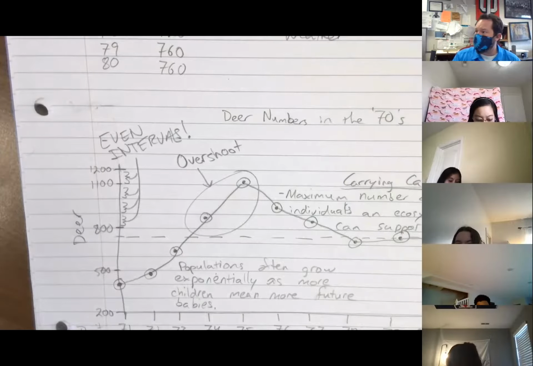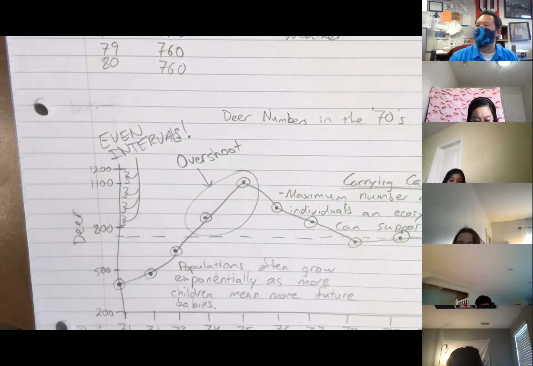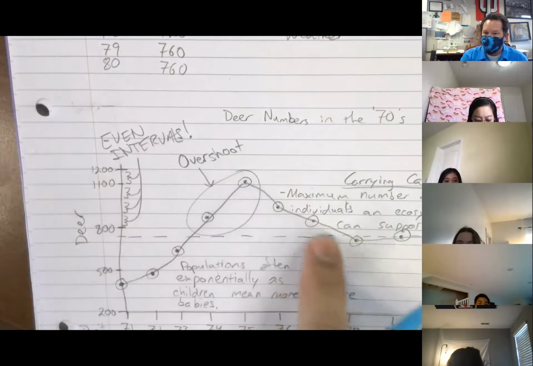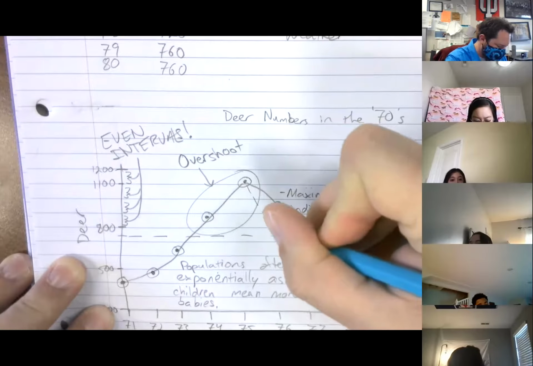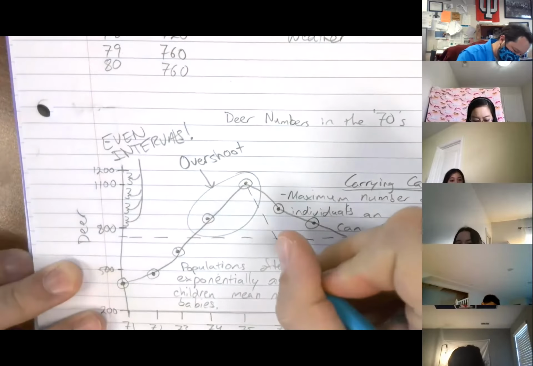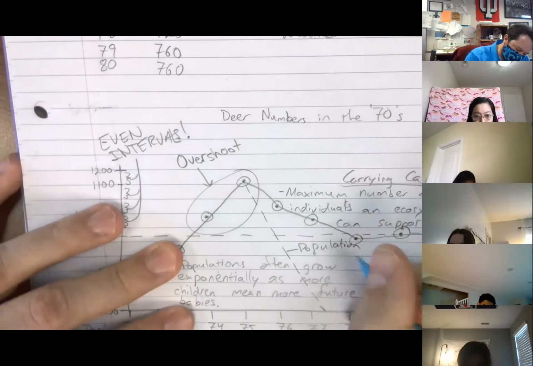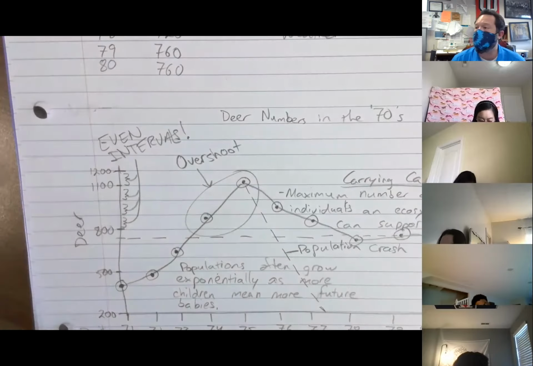And you basically have two options. Here's a fact: you're coming back down to the carrying capacity. That is a fact. Here are your two options. You can either do it this way, like the deer did, or you can do it this way. Population crash. And this has happened. We have seen population crashes.